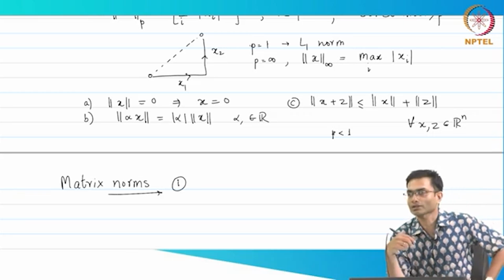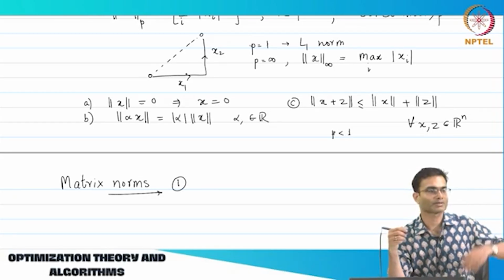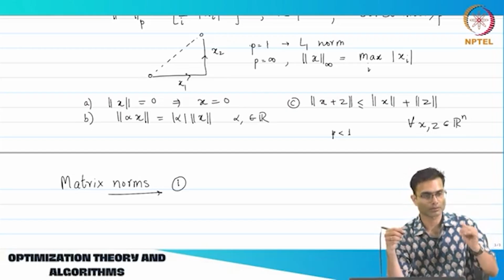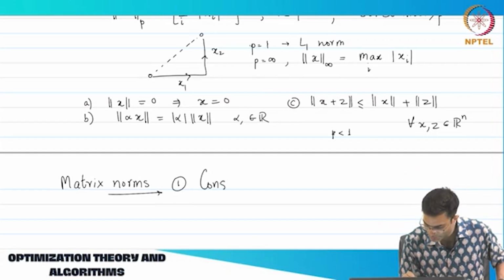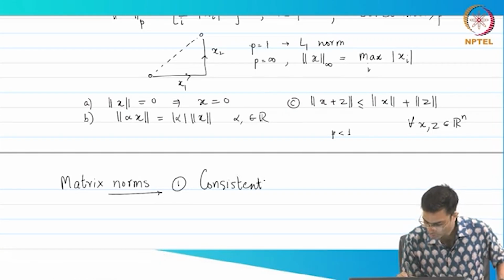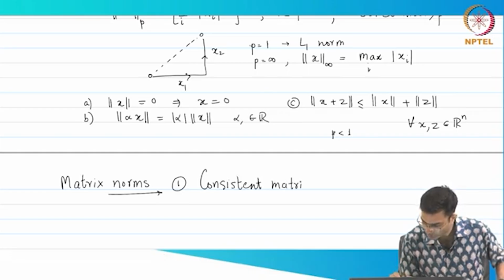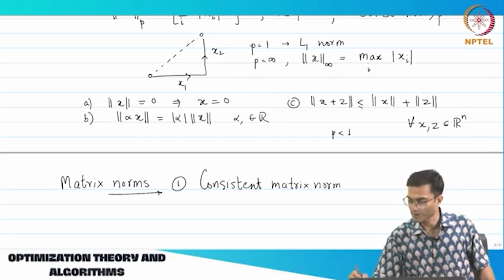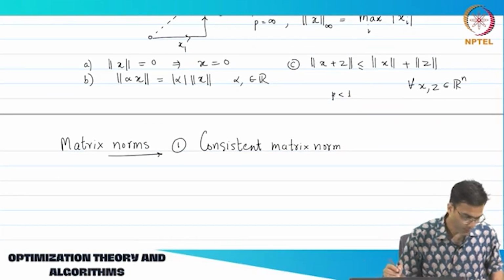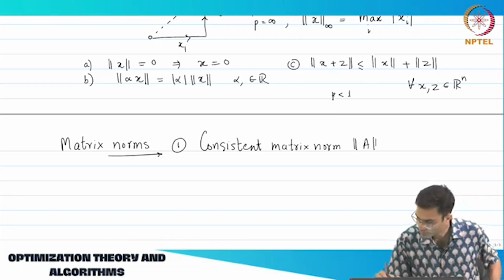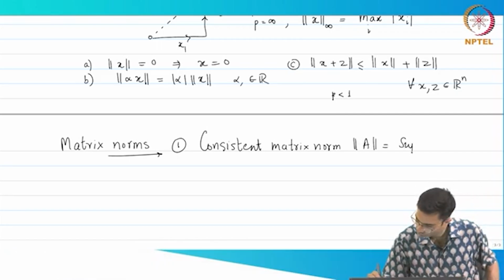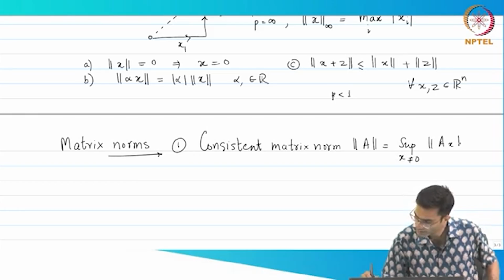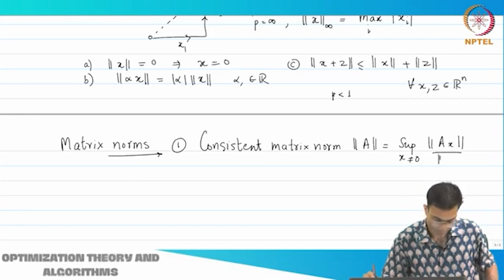The first type of norm is a norm which is derived from the definition of the vector norm. So it's called a consistent matrix norm. Consistent simply means consistent with the definition of a vector norm, and it's defined like this: the supremum of norm Ax divided by norm x.